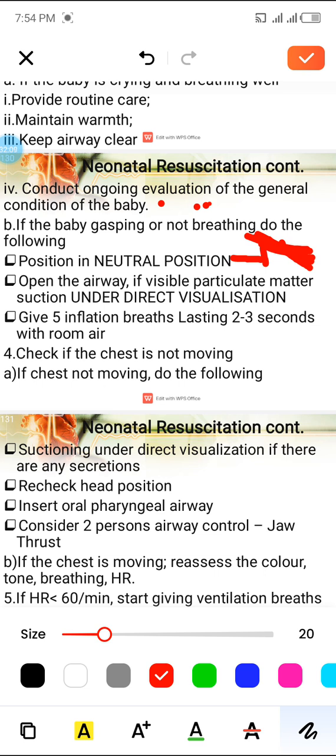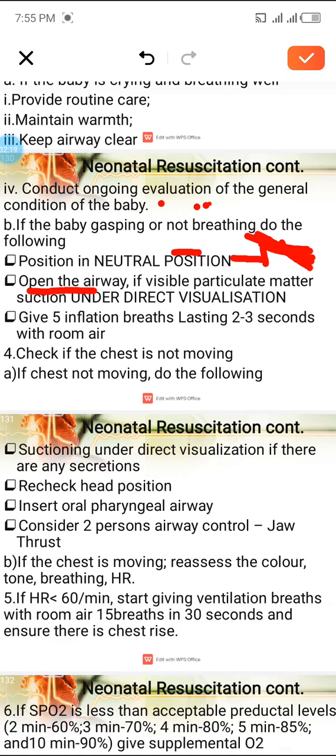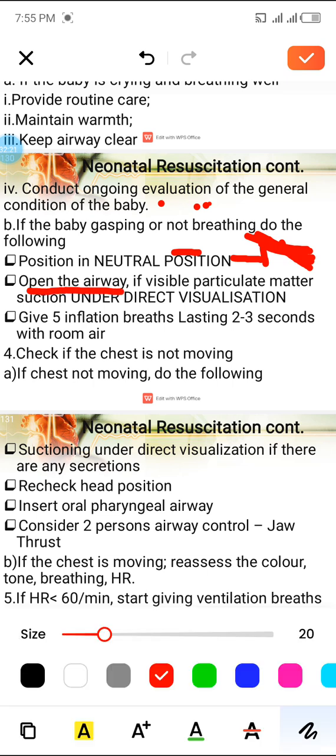Then next thing, after positioning the baby in a neutral position so that you resuscitate. That's the rationale. Then what follows is that you need to open up the airway. When you open up the airway, you're going to have direct visualization. You're going to see inside and do the suctioning. That's why I was saying suck under direct visualization, meaning you're going to open up the airway and suction.